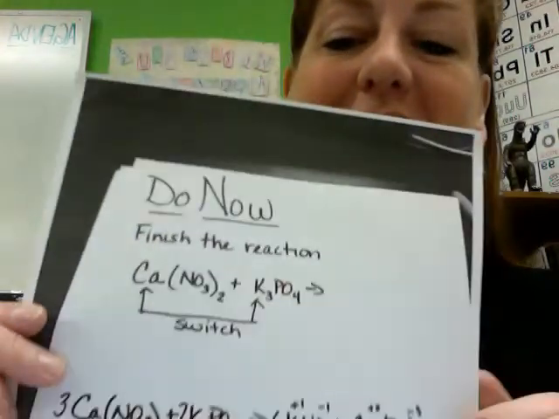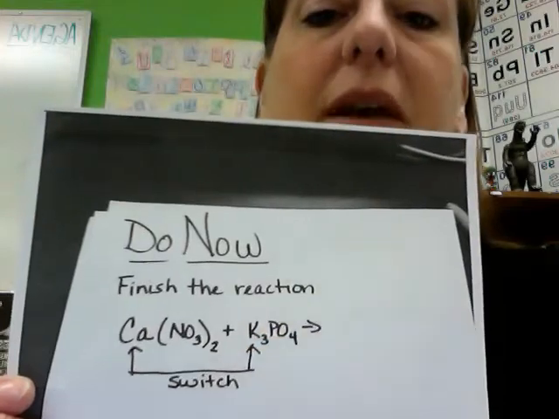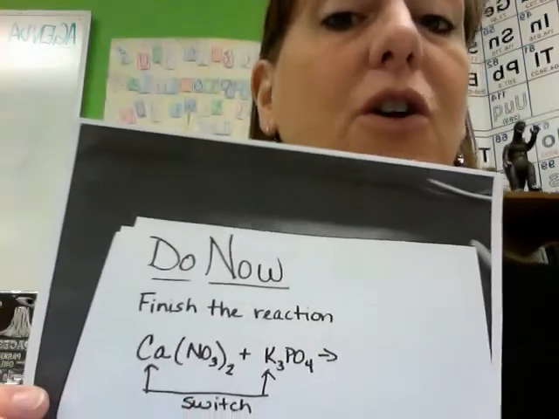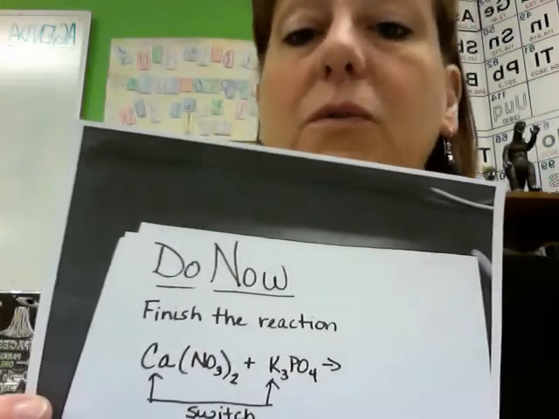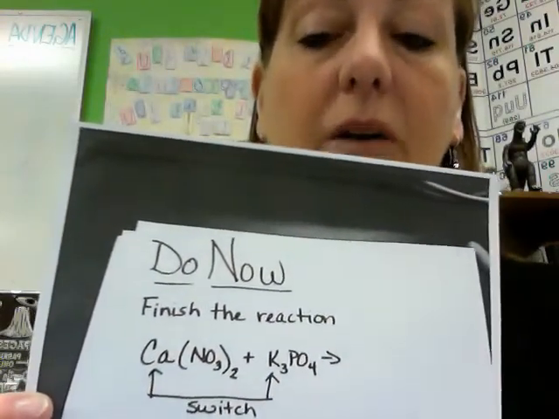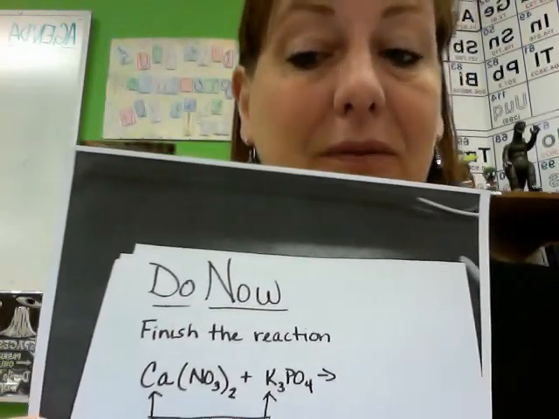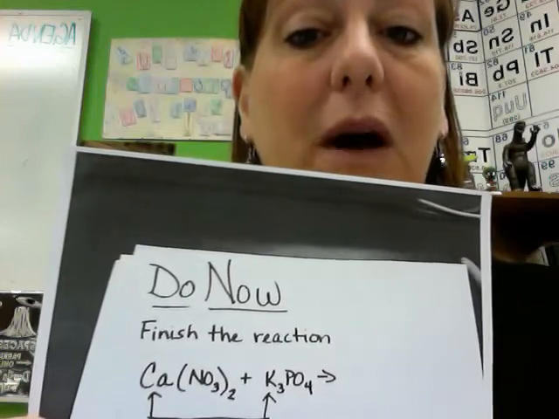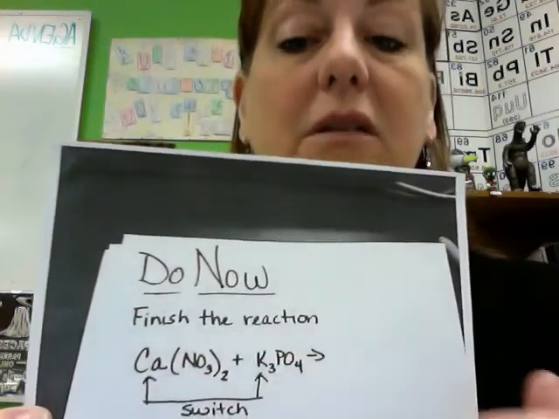The first step is to switch the cations. Not put them together, switch them. Change places, change partners, whatever you want to call it. K goes over there, Ca goes over here. You can't put them together because they're both positive. Two positives are going to repel each other. So, literally, switch places.